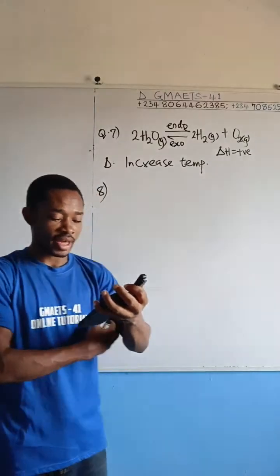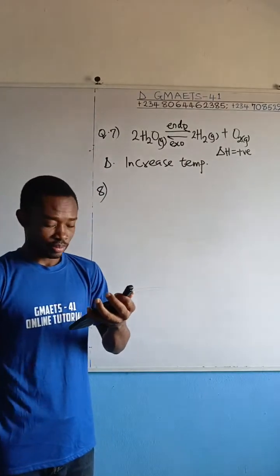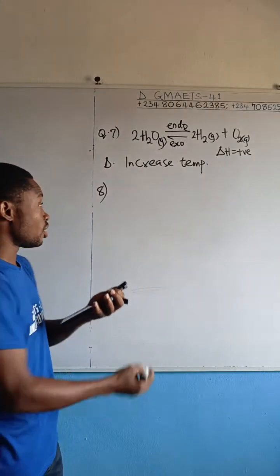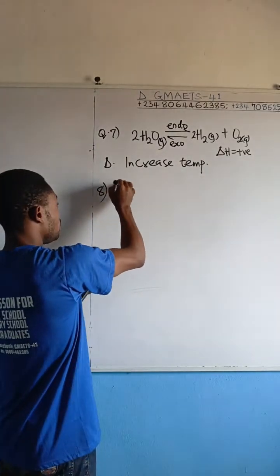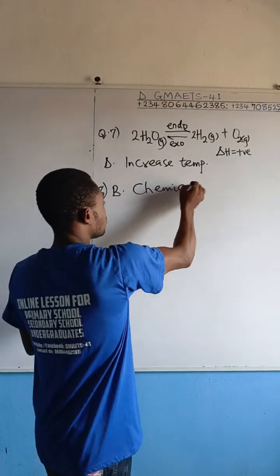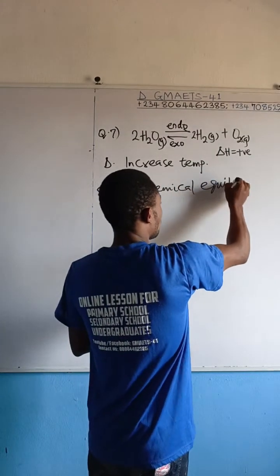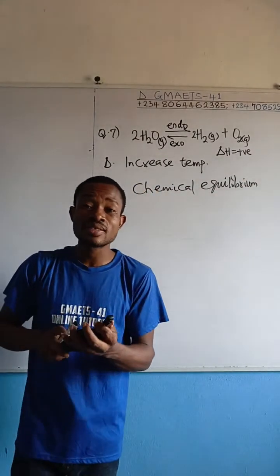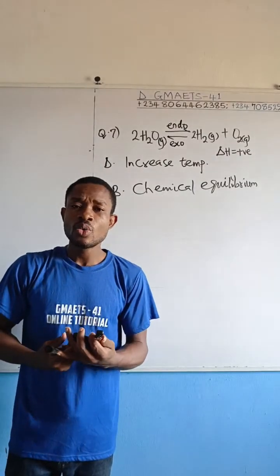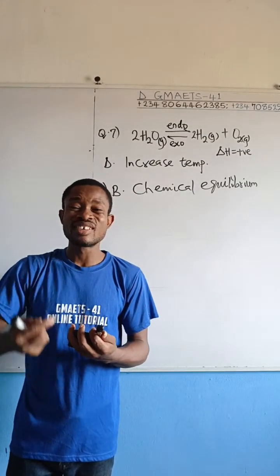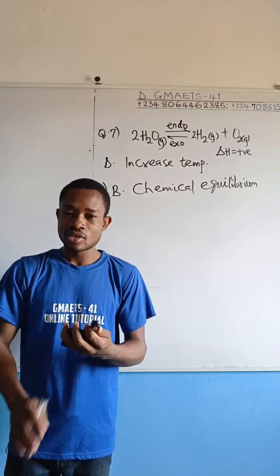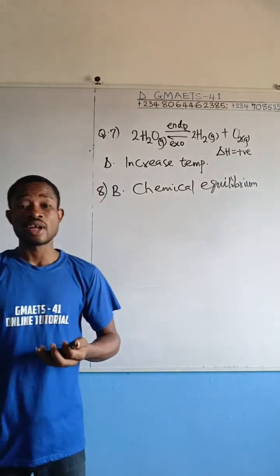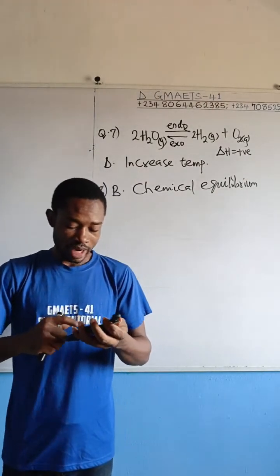Now we have the options here. A, chemical reaction, no. B, chemical equilibrium, correct. C is catalyst, D is stoichiometry. The correct option here is B, chemical equilibrium. That is the term used to describe a state where the forward reaction is equal to the reverse or the backward reaction. And in such case, there is going to be no change in concentration of the reactant and product.